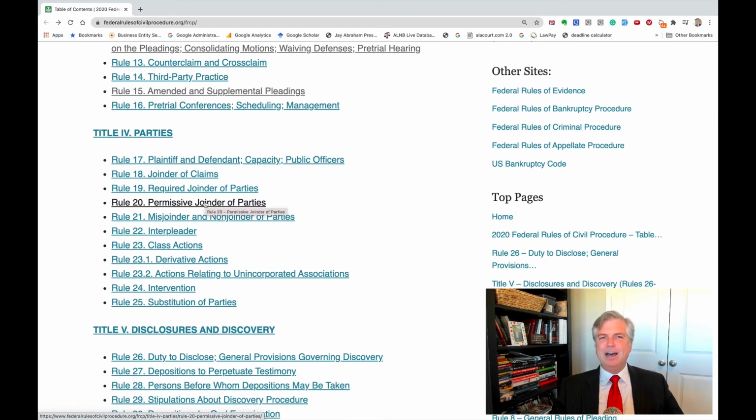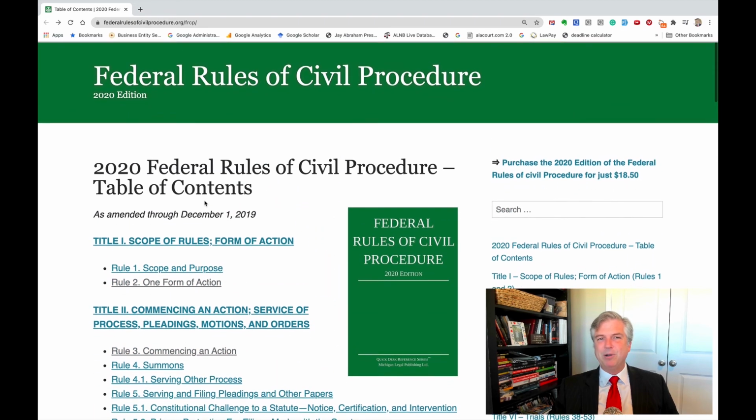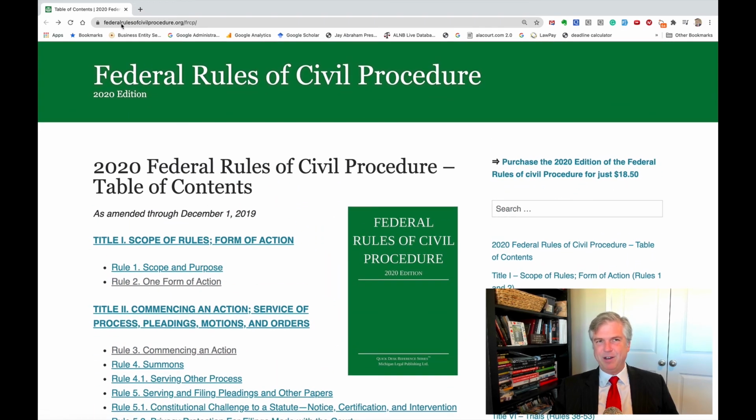And so if you have a particular interest in any of these rules, let me know, and I'll put those on the list to do a video. But I just wanted you to see, first of all, where you can find these. And again, it's federalrulesofcivilprocedure.org/FRCP. And that's the abbreviation for Federal Rules of Civil Procedure. So we say FRCP 56. Well, that's Rule 56 of the Federal Rules of Civil Procedure.